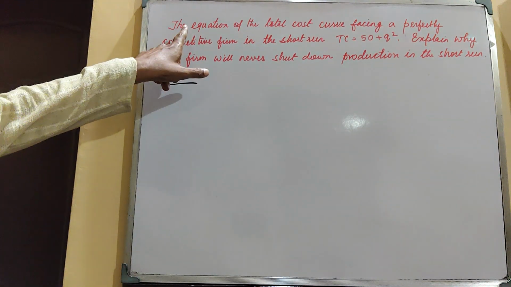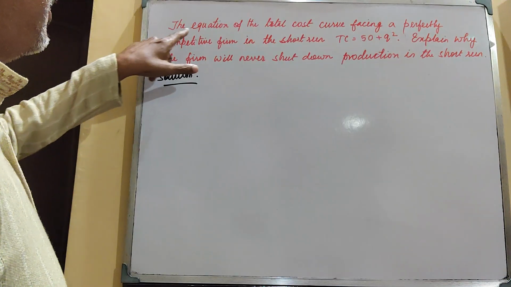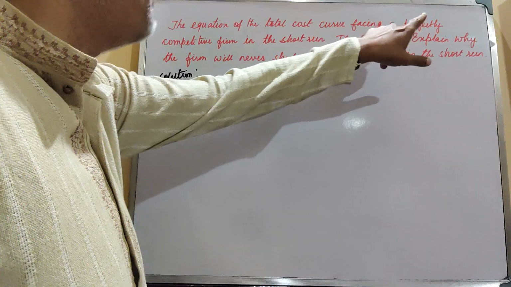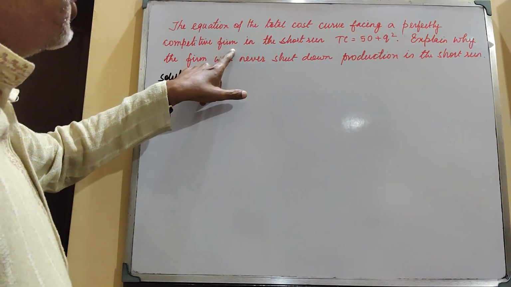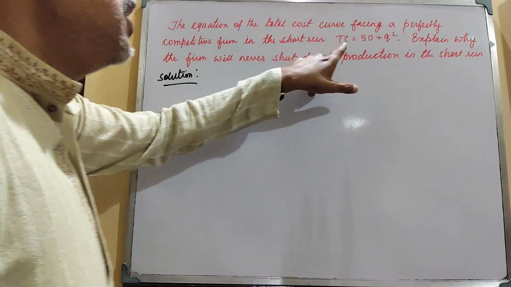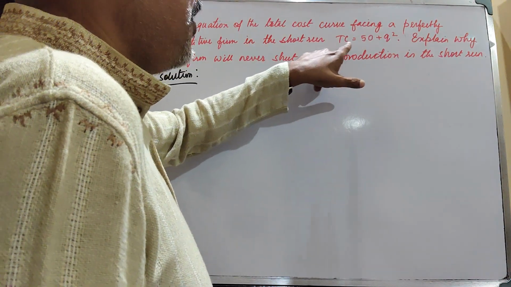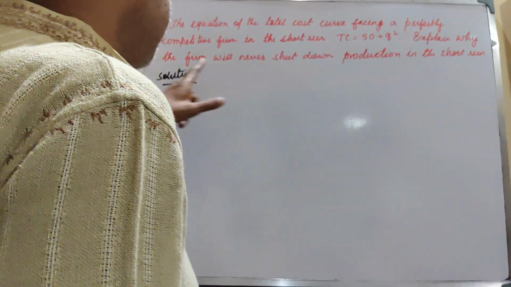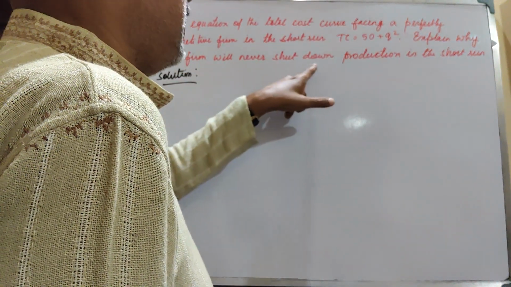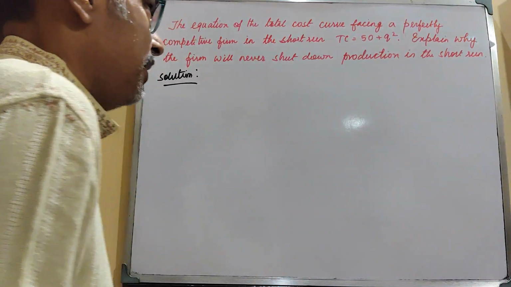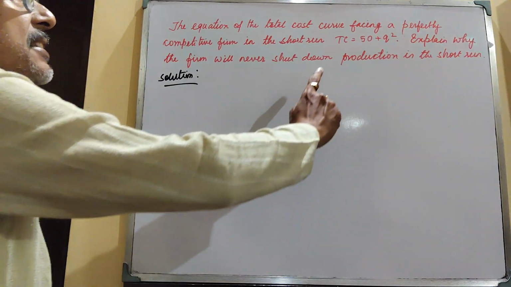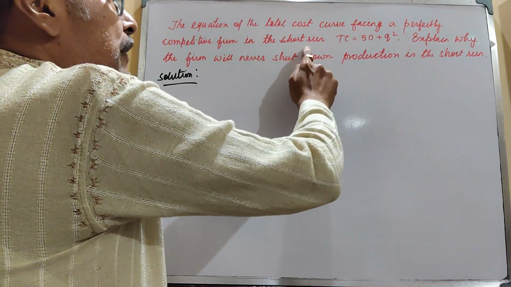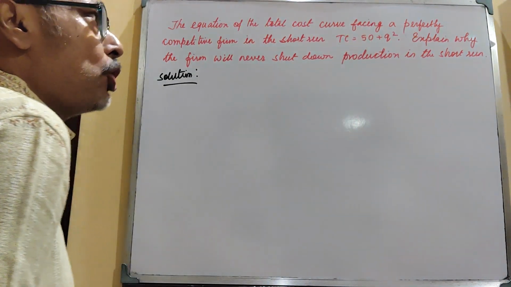Hello, in this video we want to solve this question. The equation of the total cost curve facing a perfectly competitive firm in the short run is total cost TC equals 50 plus Q squared. Explain why the firm will never shut down production in the short run. This is an equation for the total cost of a perfectly competitive firm in the short run.